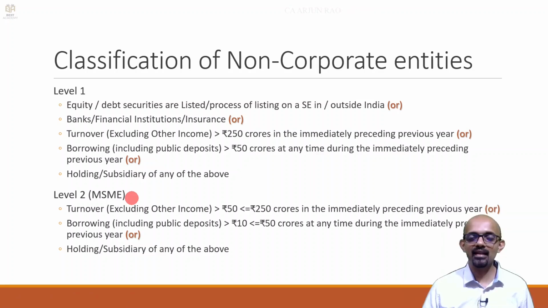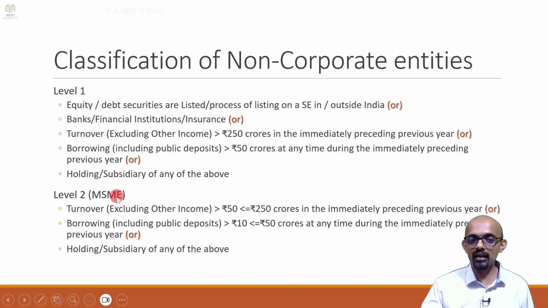So this clarification was given by ICAI because there is a separate act for MSME, and micro, small and medium enterprise need not be a company. Okay, it can be a partnership firm. It may have a turnover of greater than 50 crores, or it may have a borrowing greater than 10 crores any time during the previous year. So such enterprises will be level 2.